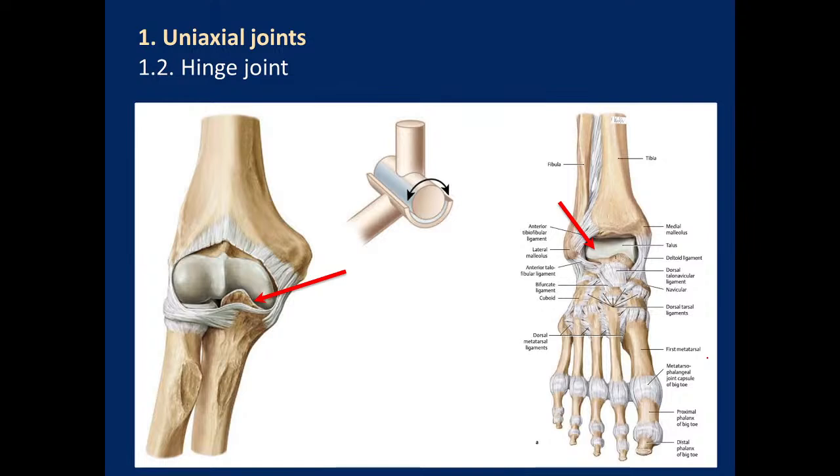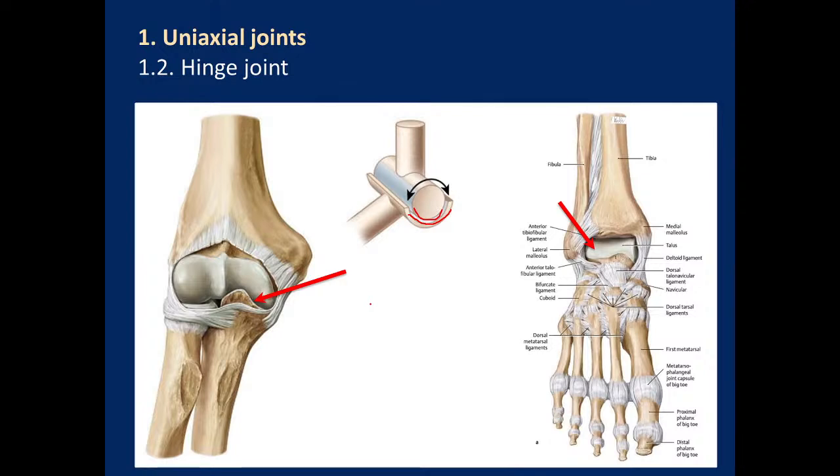Another uniaxial joint is the hinge joint, or ginglymus joint. Here the convex surface of one bone fits into the concave surface of another bone. Convex here and concave here, they work together and form hinge joints.